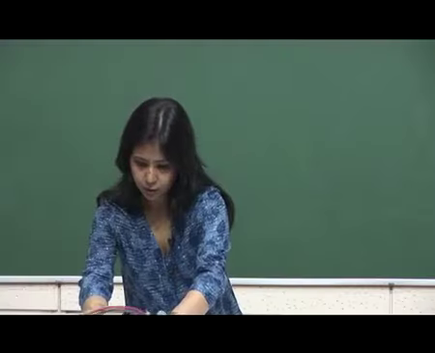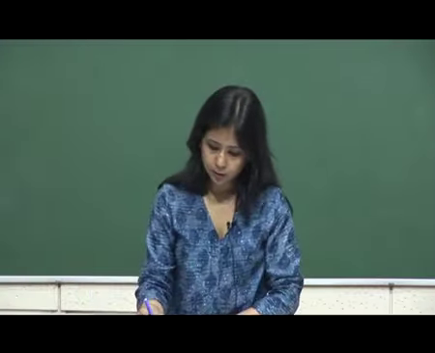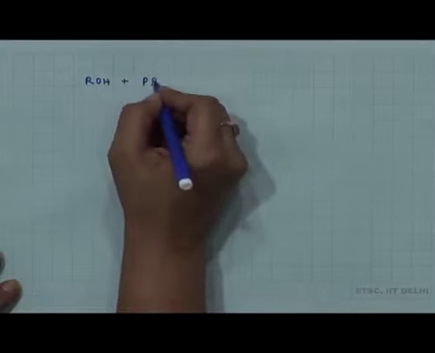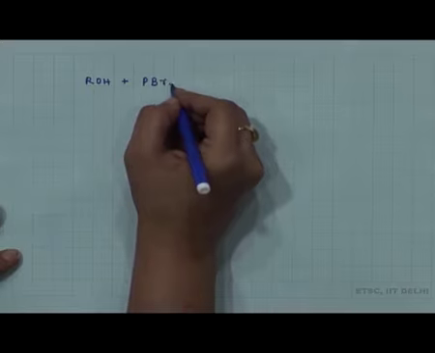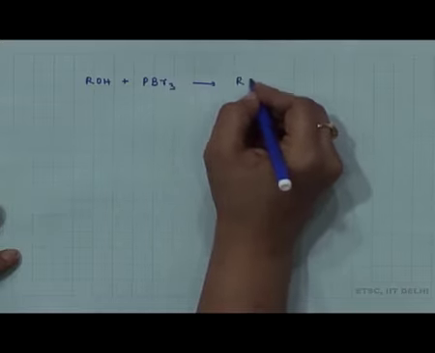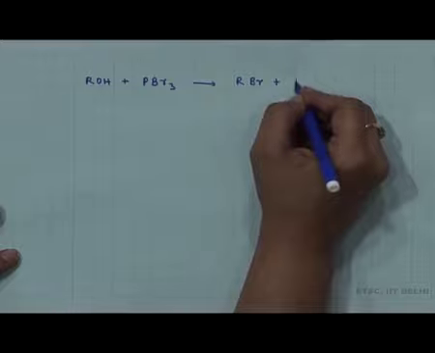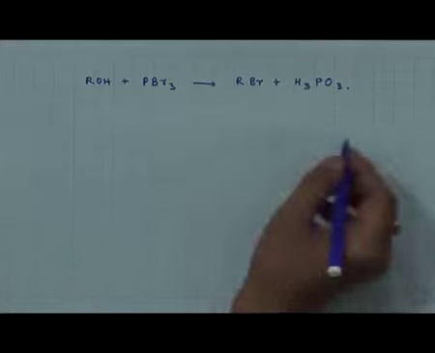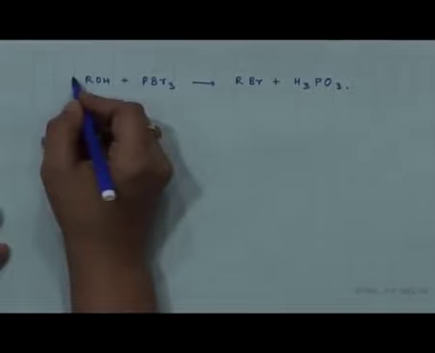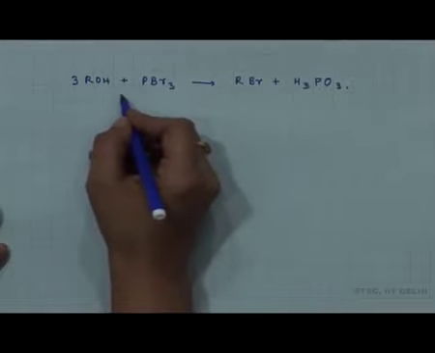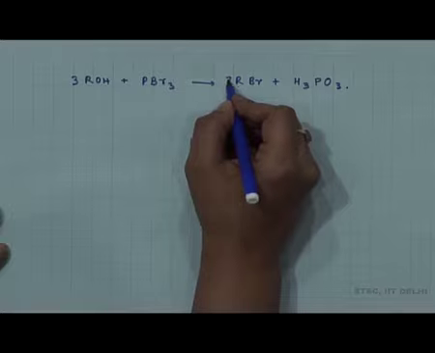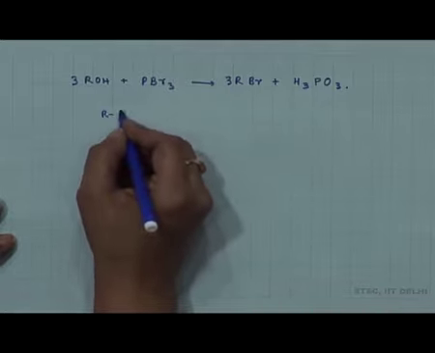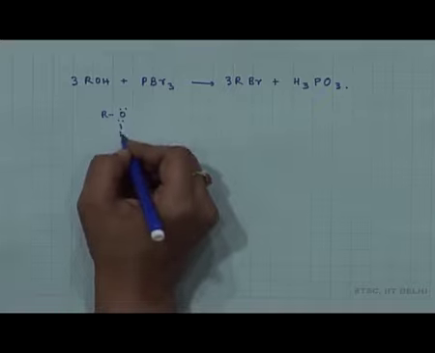Okay. So, in this reaction, alcohol can also react with phosphorus tribromide, PBr3 is the reagent. It gives you alkyl bromide along with formation of H3PO3. Okay. And if we balance this, it will be 3 molecules of alcohol giving you 3 molecules of alkyl halide. And the mechanism for this reaction can be rationalized like this.